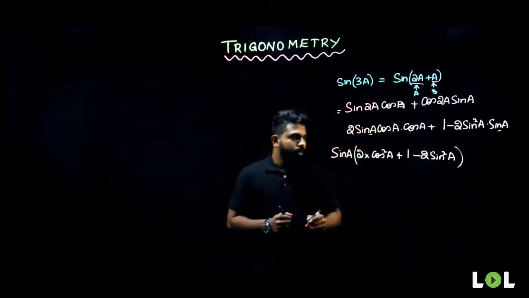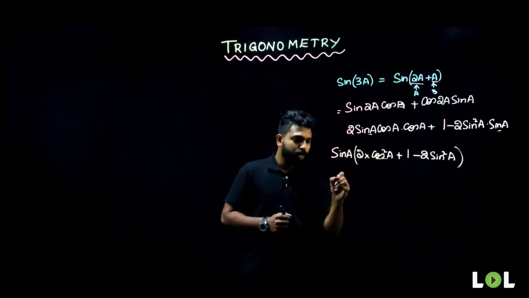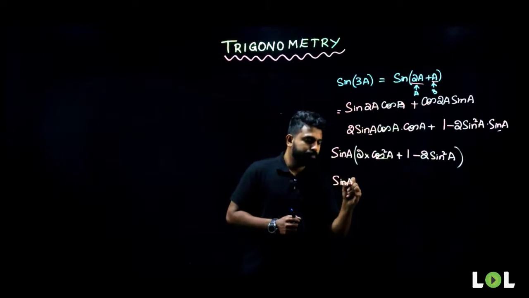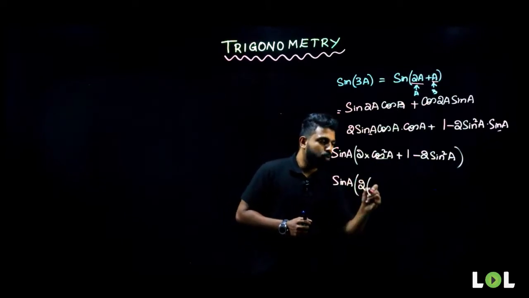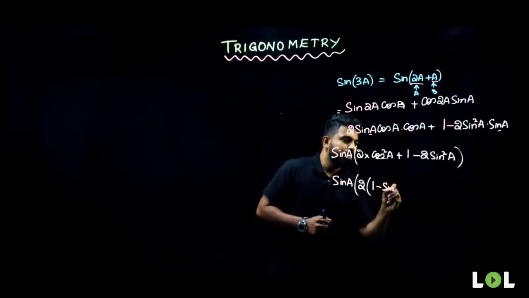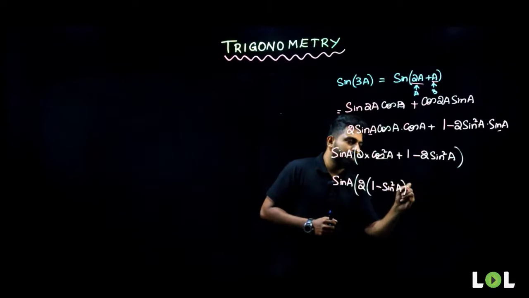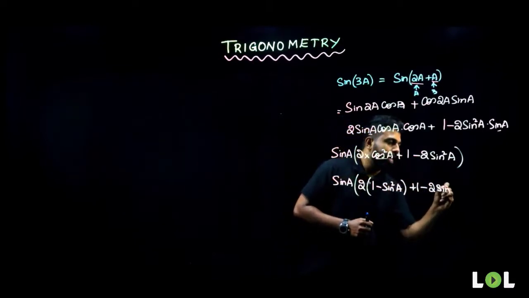Now, what can I write my cos square a as? From my first identity, I can also write cos square a as 1 minus sin square a. So if I replace this by 1 minus sin square a, what will I be left with? I'll be left with 2 into 1 minus sin square a plus 1 minus 2 sin square a as it is.